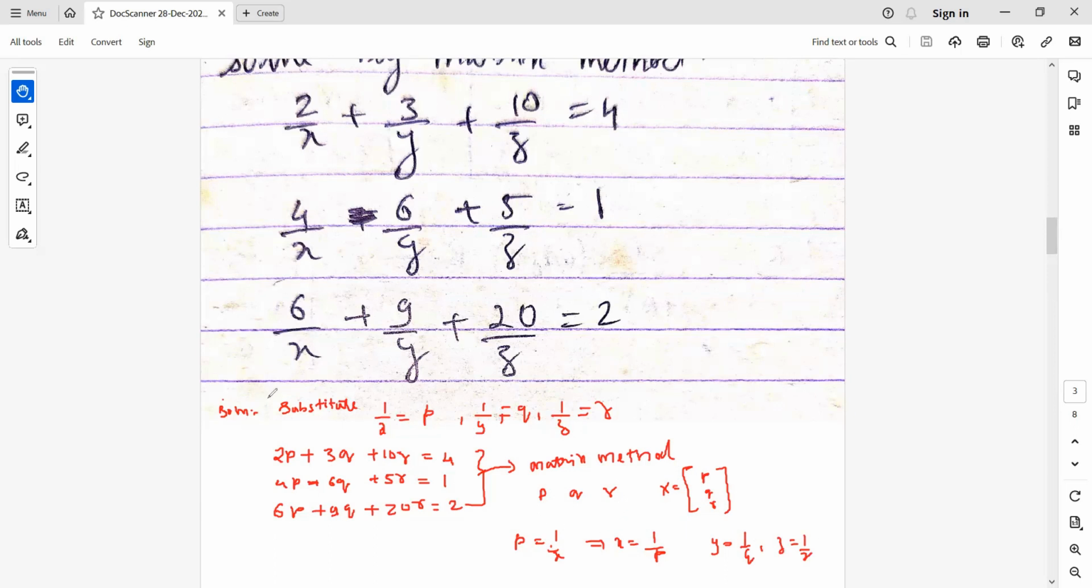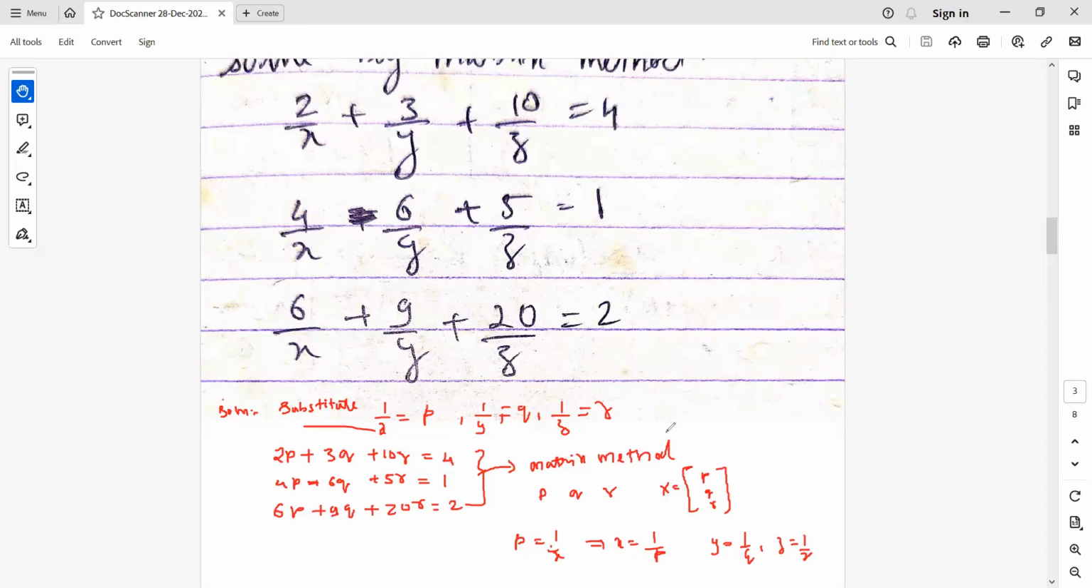Here I have explained the main step, that is the substitution step. Using the substitution step, the given system will reduce to the form of P, Q, and R, and then you again apply the same matrix method. Split it into three matrices, find the value of X, and after finding it you will get the values of P, Q, and R. The last step is to replace them.